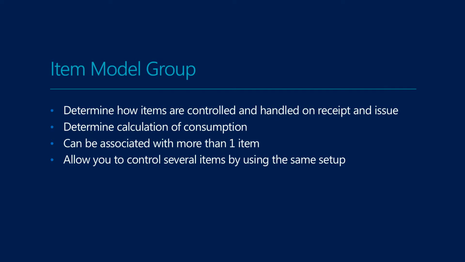The item model group field is used to determine how items are controlled and handled on receipt, issue, and also calculating consumption. An item model group can be assigned to multiple items, which can assist in the control of several items using the same setup. In the next demonstration, we will further explain the fields that can be selected when setting up an item model group.